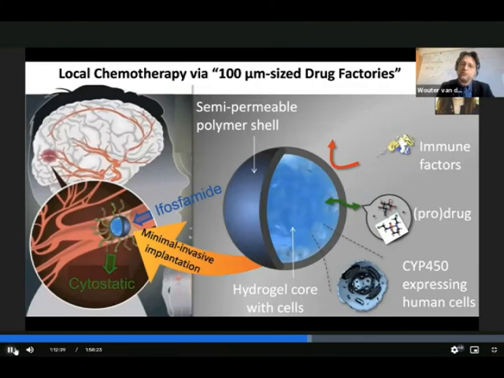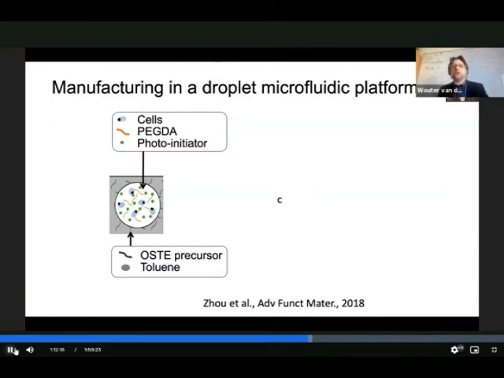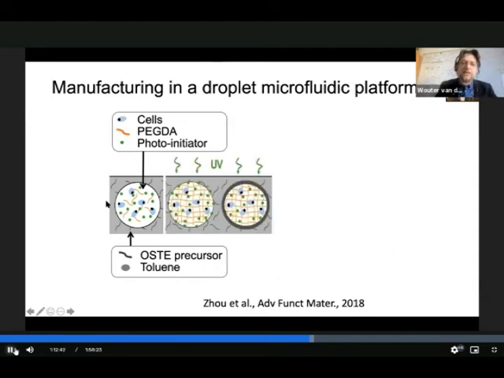So what our group did was to figure out how to make this kind of core-shell beads with living cells. The first approach we took was a droplet microfluidic platform, where we made little droplets. In these droplets, we had the cells, of course, and we had a prepolymer called PEGDA, polyethylene glycol diacrylate, and a little bit of photoinitiator. These droplets we put inside channels that contained the OSTA material prepolymer in a toluene solution. And then we shine UV light.